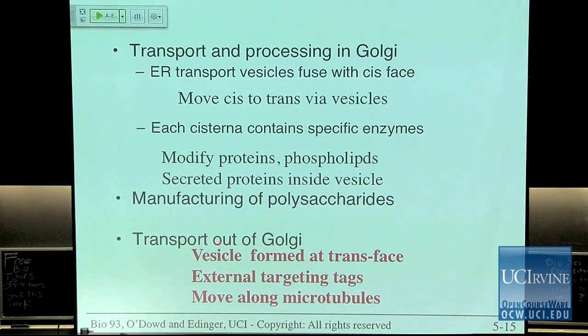And then when transport out of the Golgi occurs, when a vesicle is formed at the trans face, the face away from the rough ER, there are external targeting tags that are put on this membrane so it gets to the right place. And they move along microtubules. So if there is a newly synthesized sodium-potassium pump, what type of motor protein is going to move it out to the plasma membrane?